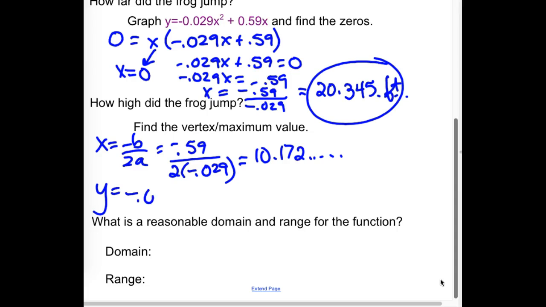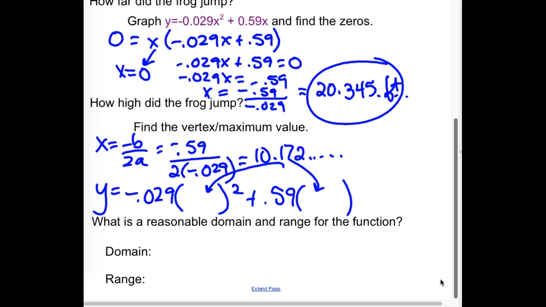We had negative 0.029 times something squared plus 0.59 times something, right? We want to dump that answer, that 10.17, etc., in there. You do not have to retype it. That's why I said keep it in your calculator. So type this in right now.